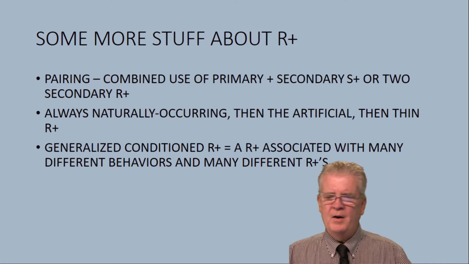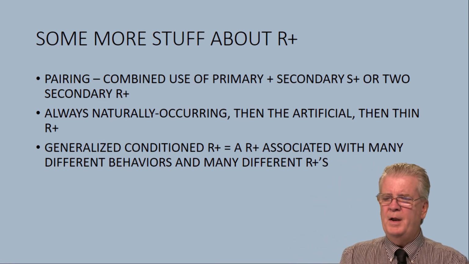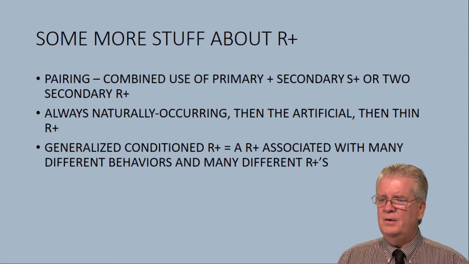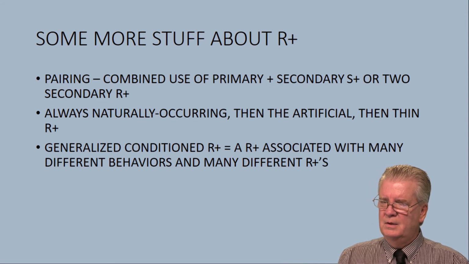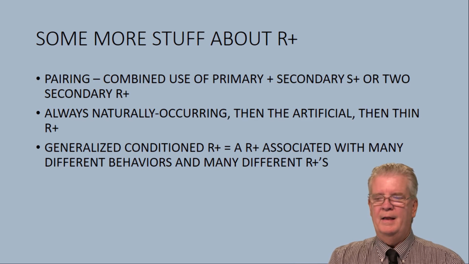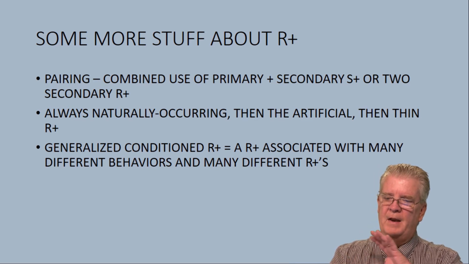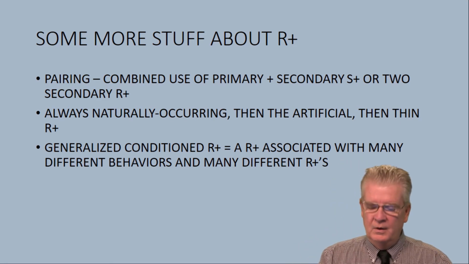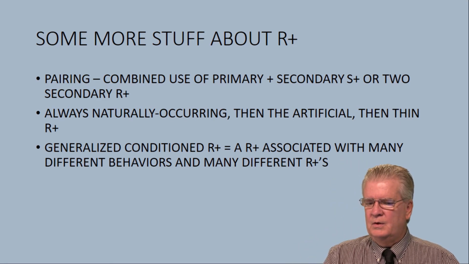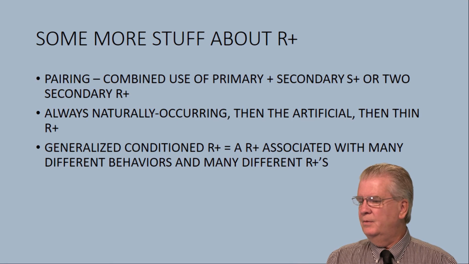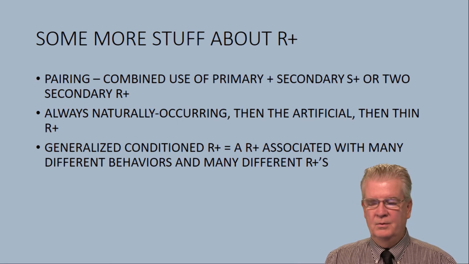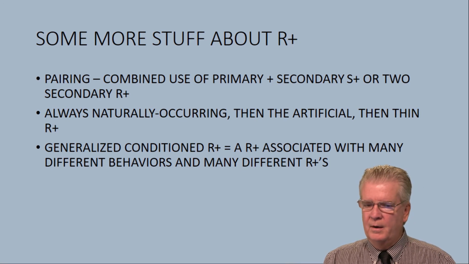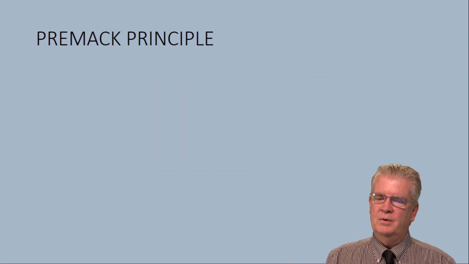Some other stuff, pairing. You already know about pairing primary and secondary. You already know about always going from naturally occurring, then the artificial, then thin reinforcement. So praise and then the artificial thing because you want to fade it out. And then generalized conditioned reinforcers are those tokens, the money system. They're just associated with a whole bunch of different behaviors and many different reinforcers. Think about your paycheck. You don't do just one thing with it, and when you access it, you don't just buy one thing with it. So they're generalized conditioned reinforcers.